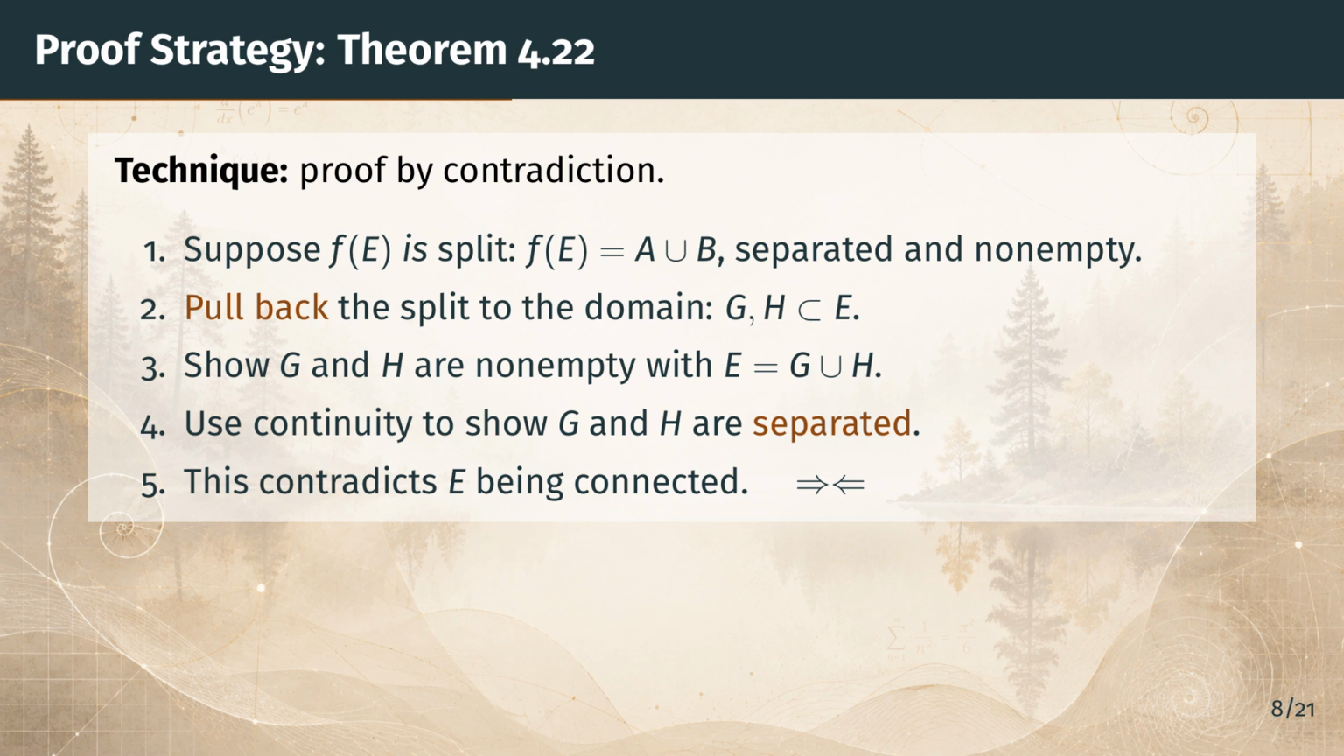We then check that G and H together make up all of E, and that neither is empty. The heart of the proof is using continuity to show G and H are themselves separated. But that would break E into two separated pieces, contradicting the assumption that E is connected. Let's walk through each step.